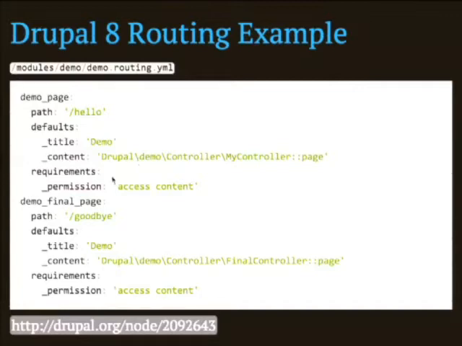And in this case, we'll see that the content for these two is really similar. It's just one points to a class called MyController, and the other one is FinalController. And you can do other things other than providing the content key. So look into this specific node. If you pull down the slides, it talks a lot more about routing and what some of the different things that you can do to set up things like different types of responses.